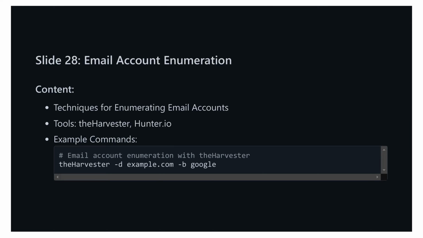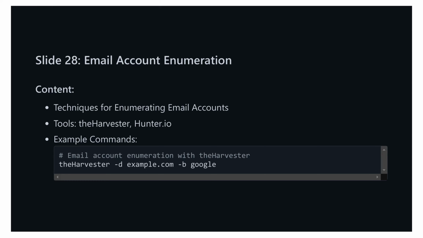On slide 28, we move towards email account enumeration. This is a crucial step during an assessment, as identifying valid email addresses associated with a target can be a stepping stone to various further exploits, including phishing attacks. To achieve this, two primary tools you can utilize are theHarvester and Hunter.io. These tools are effective in gathering email addresses from various public sources like search engines and online databases.